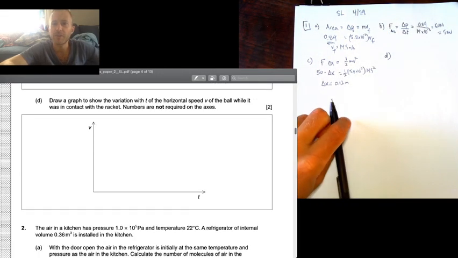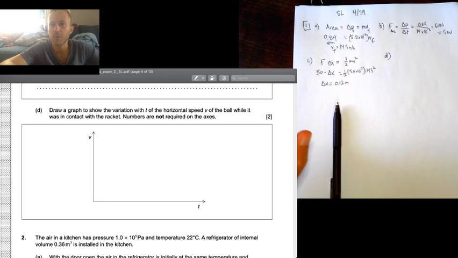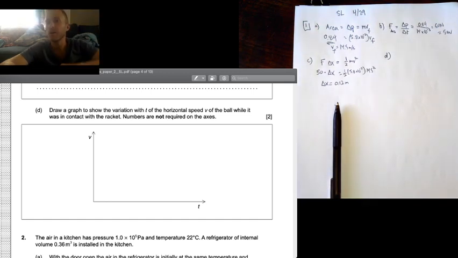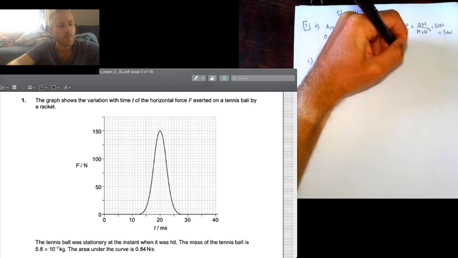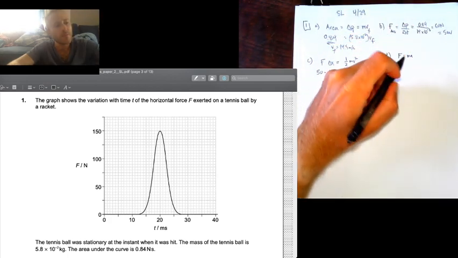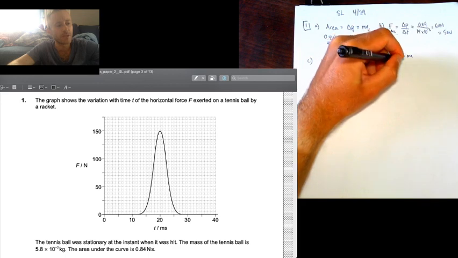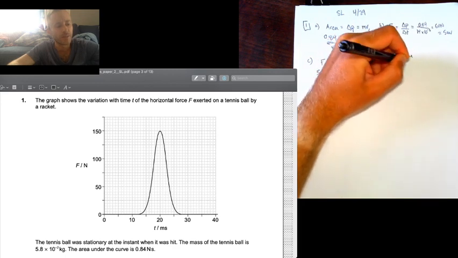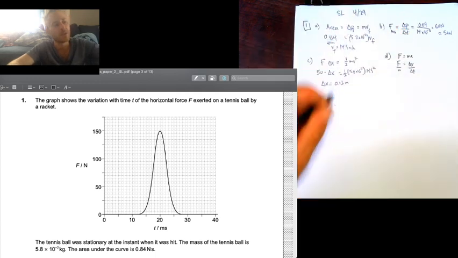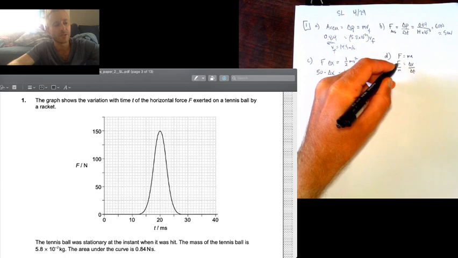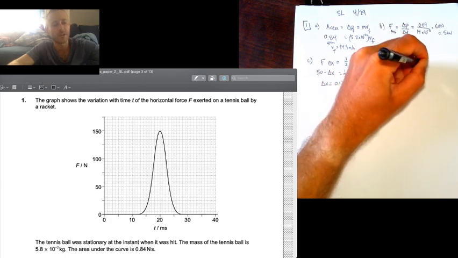D, draw a graph to show the variation with horizontal speed of the ball while it was in contact with the racket. Numbers are not required on the axes. F equals ma. That means that force over m is going to be change in velocity over change in time. So force is the slope of a velocity time graph, essentially.